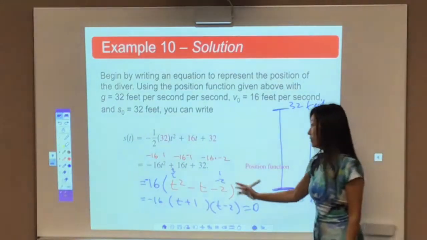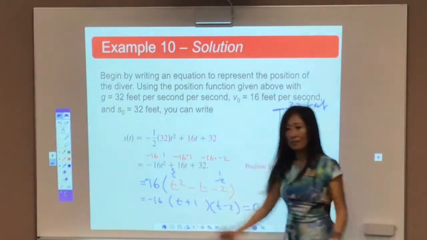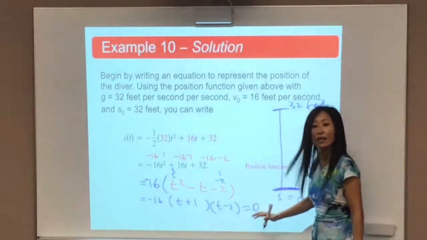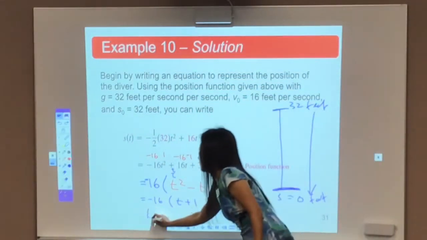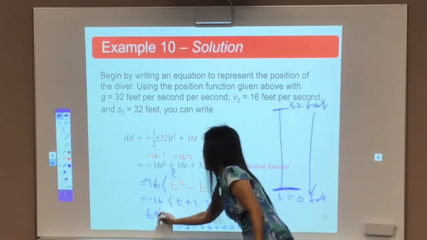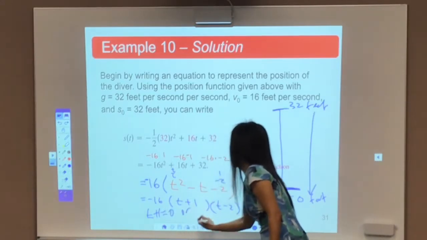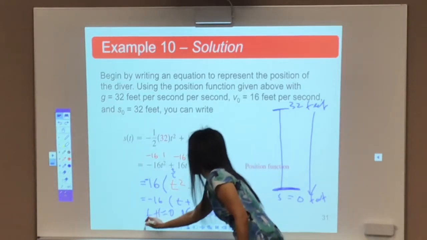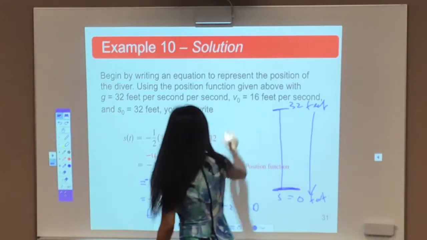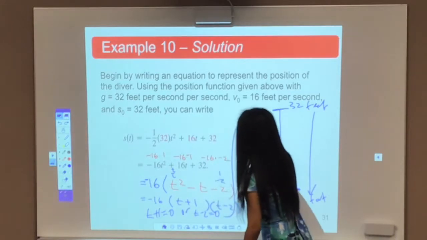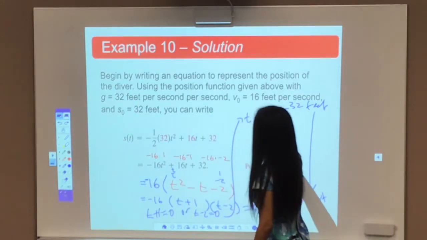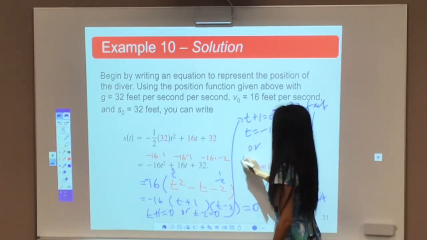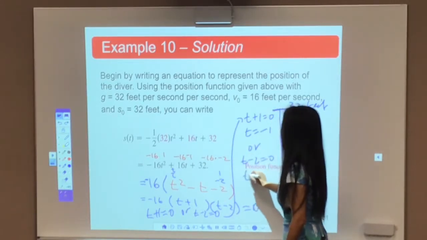So let's finish it then. 16 doesn't matter. 16 can never be 0. So I can set what? t plus 1 equal to what? 0. Or what? t minus 2 equal to 0. Subtract 1. So t plus 1 equal to 0, then t equals what? -1. Or t minus 2 equal to 0, so t is equal to 2.